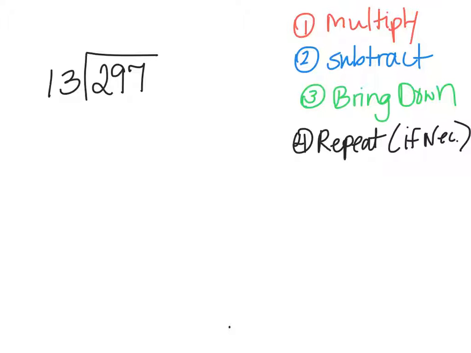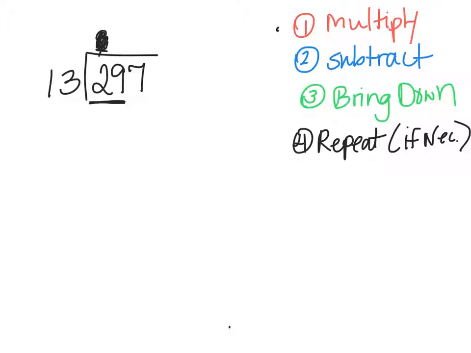Alright, so first step, multiply. Okay, 13 will not fit into 2. But 13 will fit into 29. So this space above 2, I'm not using it. I can mark it out, I can put a 0 there, I don't have to put anything there, but I know I'm moving on to the 29. I know 13 will fit into 29. I just don't know how many times.